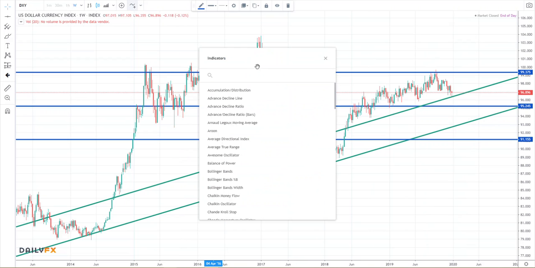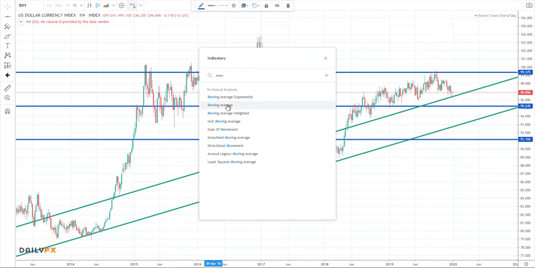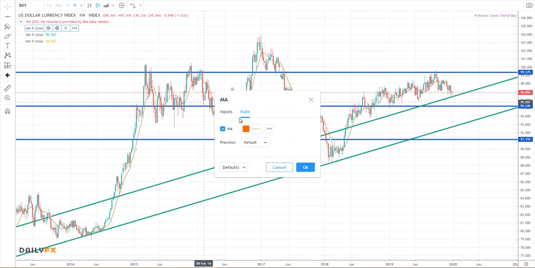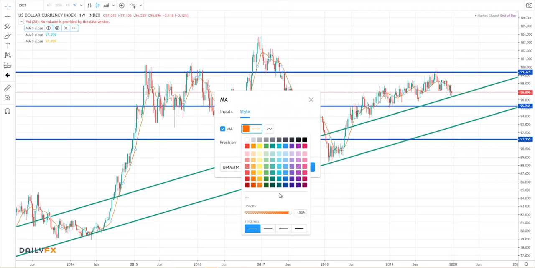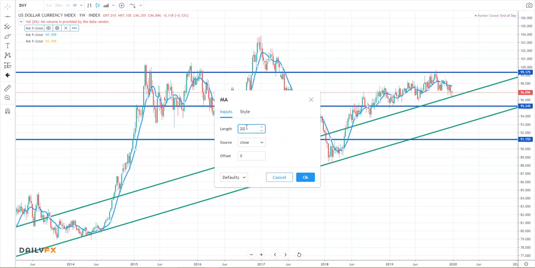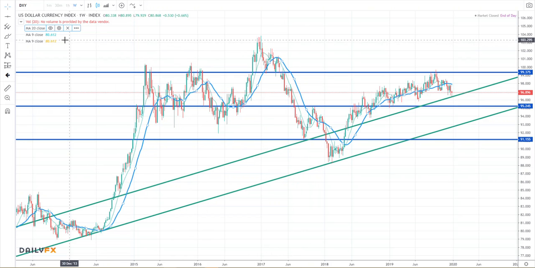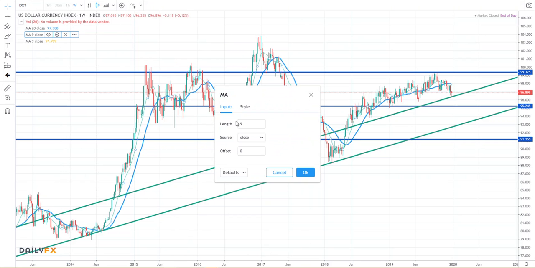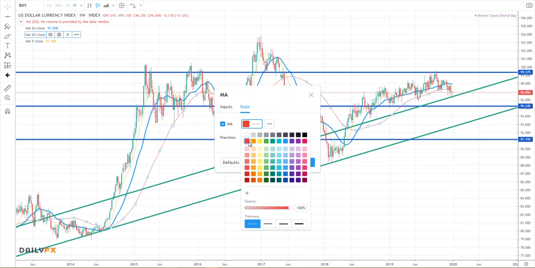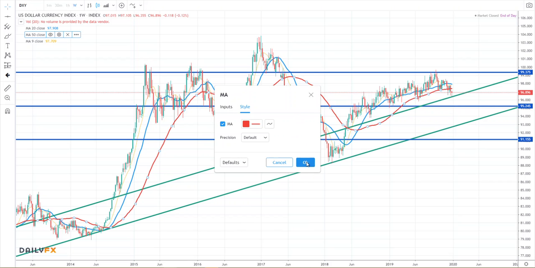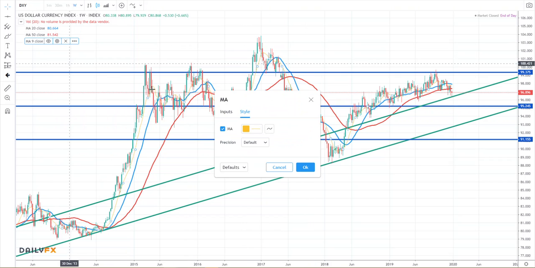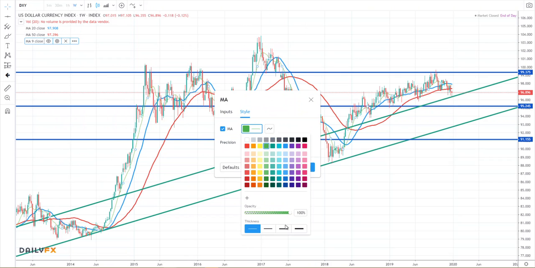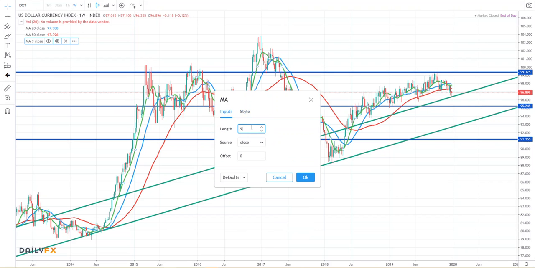So let's go ahead and add some moving averages. Moving averages are my go-to indicators. I use them in every chart, and I use a fast moving average, so a 20 period. I change my inputs to 20, and I like to make that a blue. Then I'm going to add my 50. That's my medium moving average. I make that a red, and I make my lines wide enough so I can see them. And then I make my last moving average a slow one at 200.